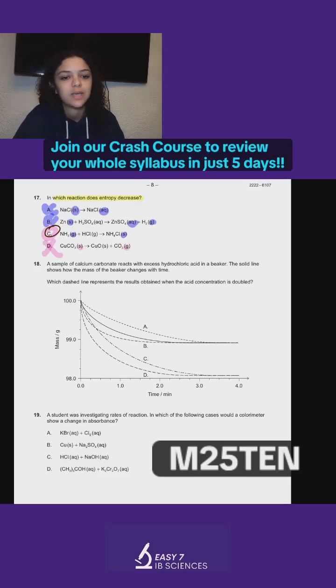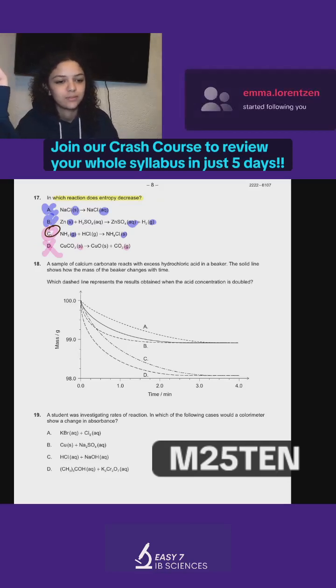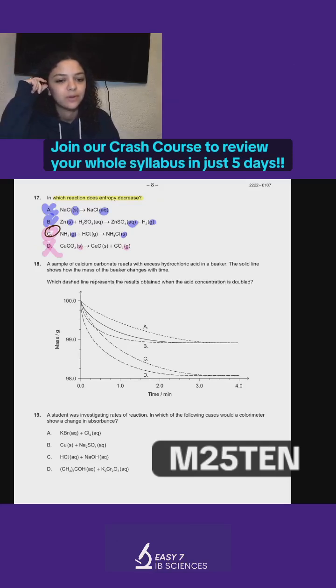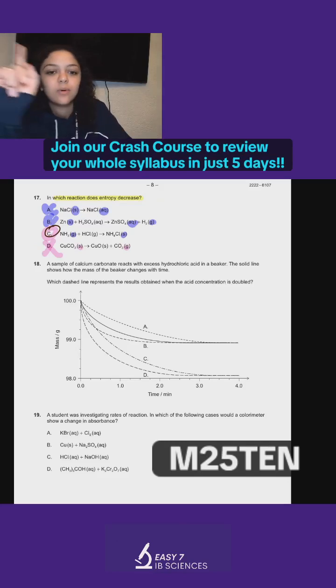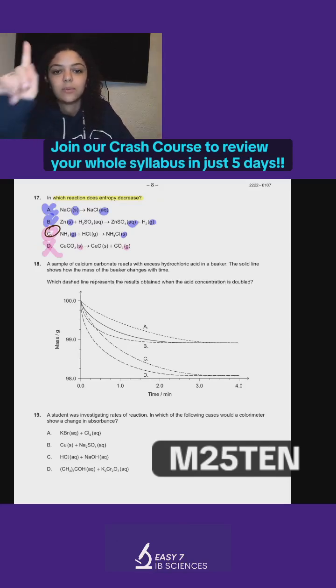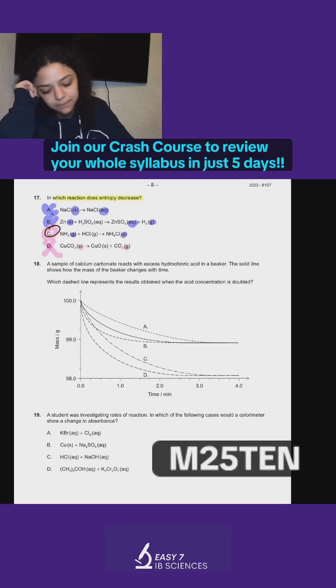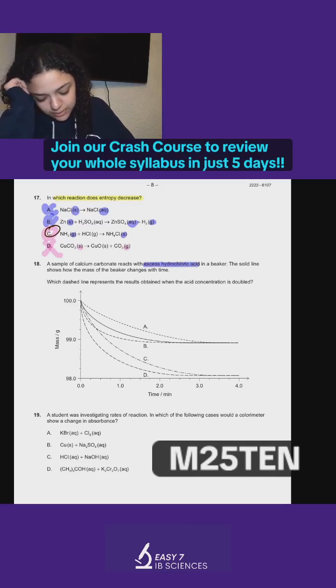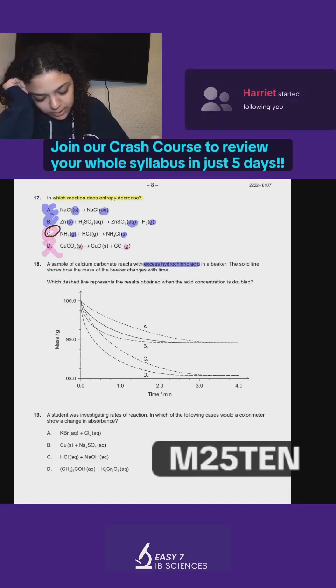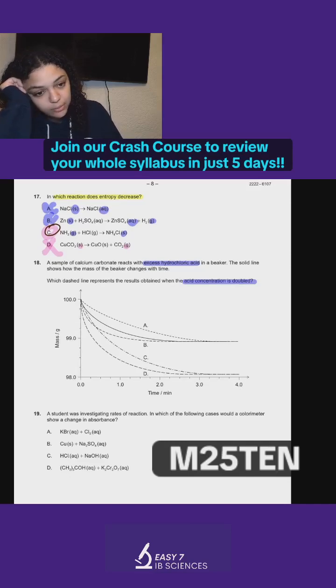Okay, I'm getting B's, A's, C's. Okay, I'm gonna answer it. Definitely B. All right. Okay, I'm gonna answer it now. It says a sample of calcium carbonate reacts with excess hydrochloric acid. Key word whenever you're looking at these questions is look at what is in excess and what is limiting. So I'm gonna circle in big that my excess is hydrochloric acid. The solid line shows the mass of the beaker changes with time. Which dashed line represents the results obtained when the acid concentration is doubled?